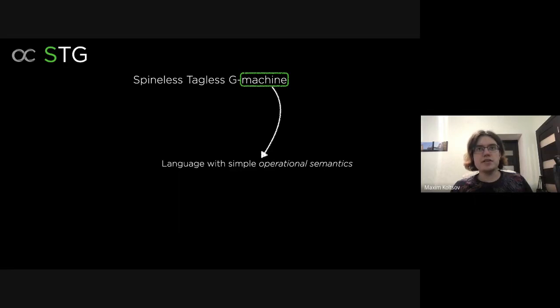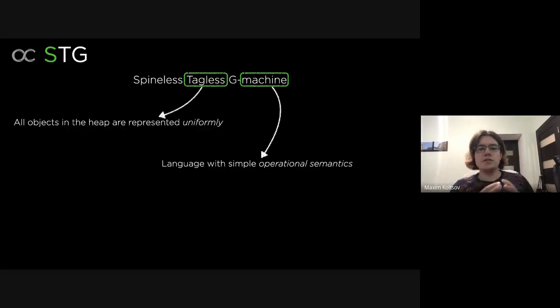And another word we will pay attention to is this one, tagless. And this simply means that all Haskell objects in our memory, in the heap, are represented uniformly in the same way. This will be important later on.